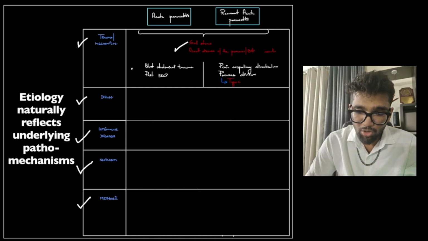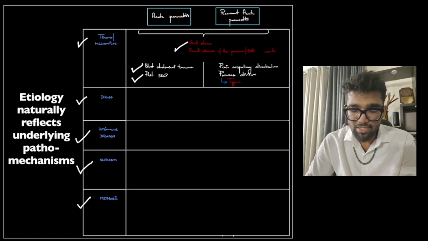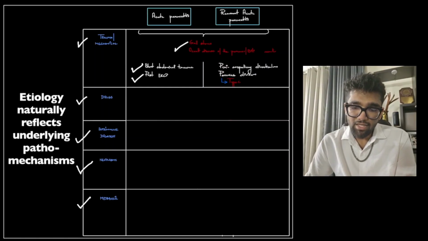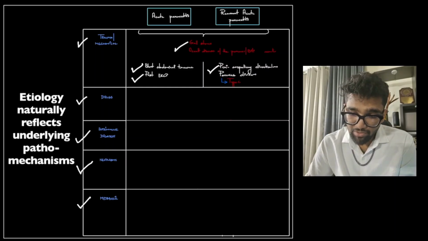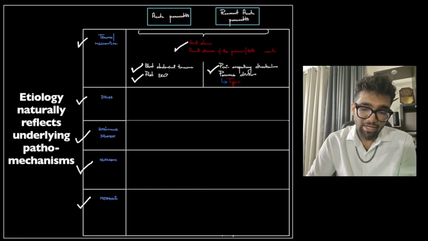Then we have blunt abdominal trauma and post ERCP pancreatitis. Now, recurrent pancreatitis can occur due to periampullary diverticulum formation and due to pancreas divisum type C. And this is important to remember.